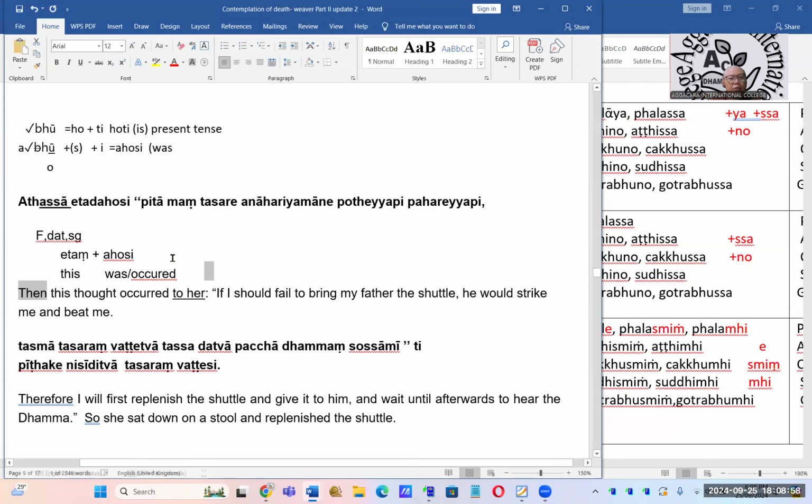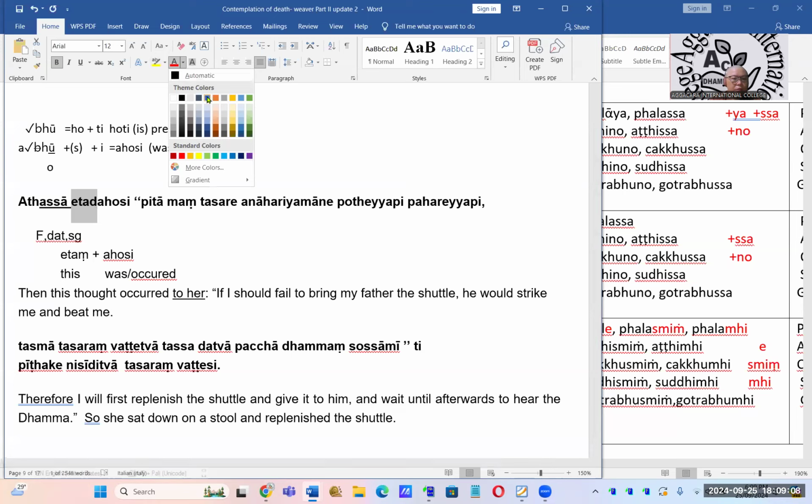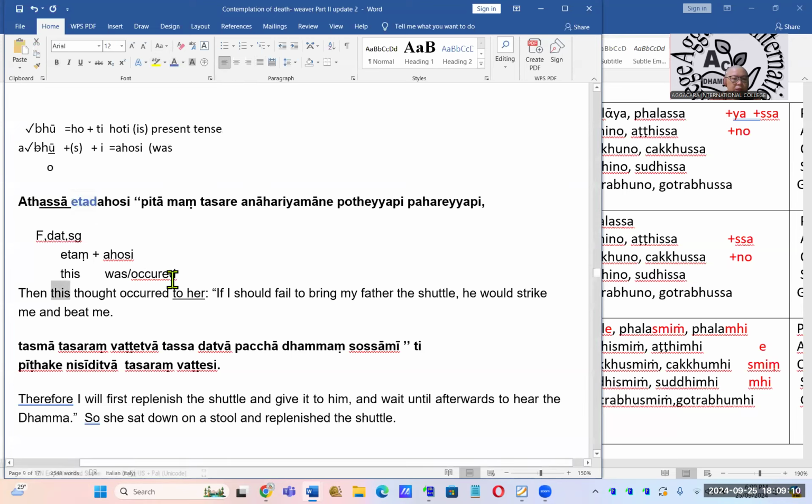In this case, the subject is very easy. The subject is this etam. Okay, this is the subject. So the subject is this etam. This thought occurred to her. Now, what kind of thought?